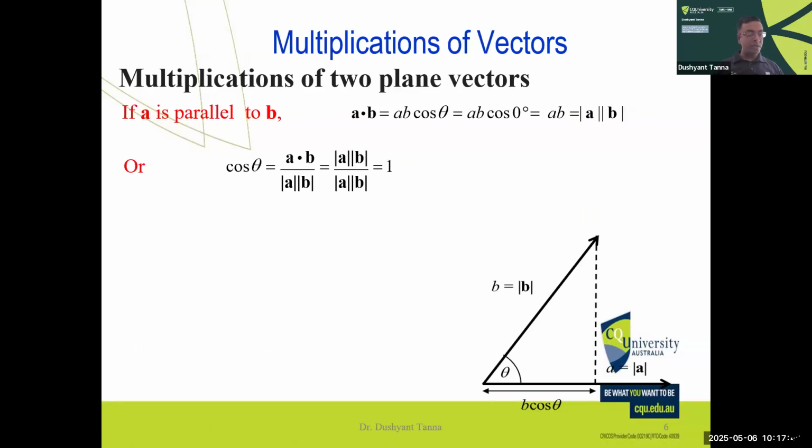Now let's talk in terms of the parallel. Say if the two vectors are parallel, what is the angle that they form? They are parallel like this, right? They are going in the same direction. So A dot B is AB cos theta. The angle between parallel vectors is 0. So that will give you AB cos 0, or simply AB, or mod A mod B, right? In other words, you can also say that cos theta is equal to 1. And we know that, right?